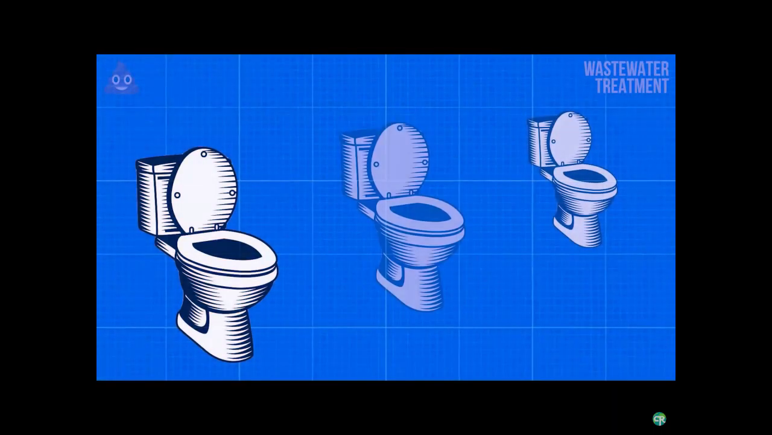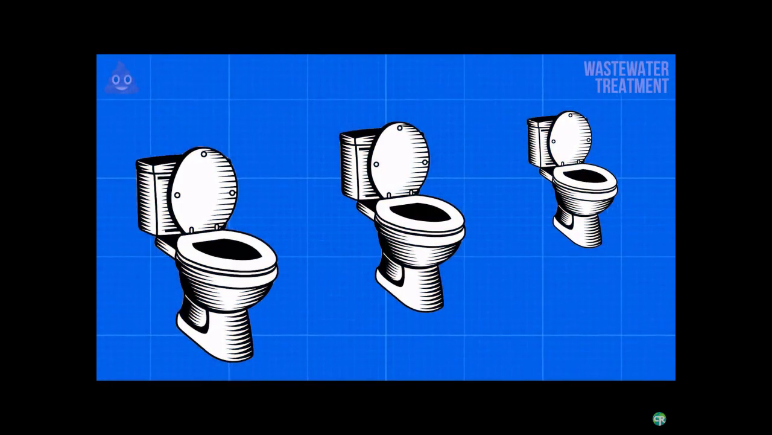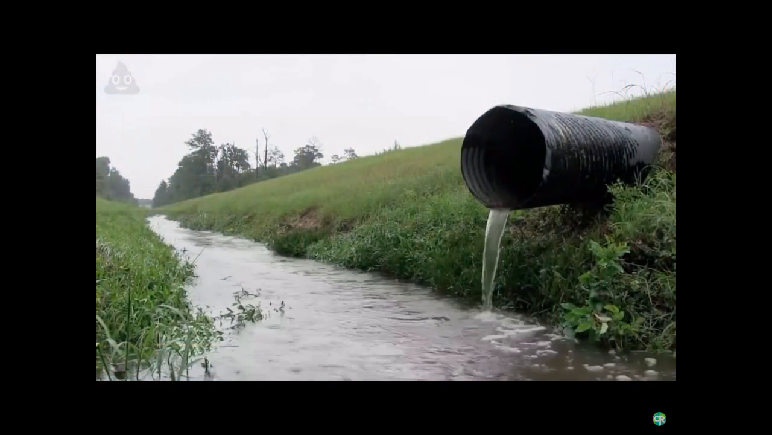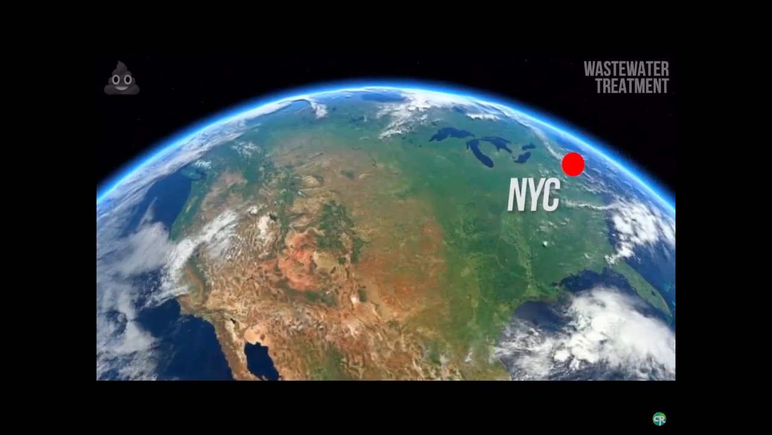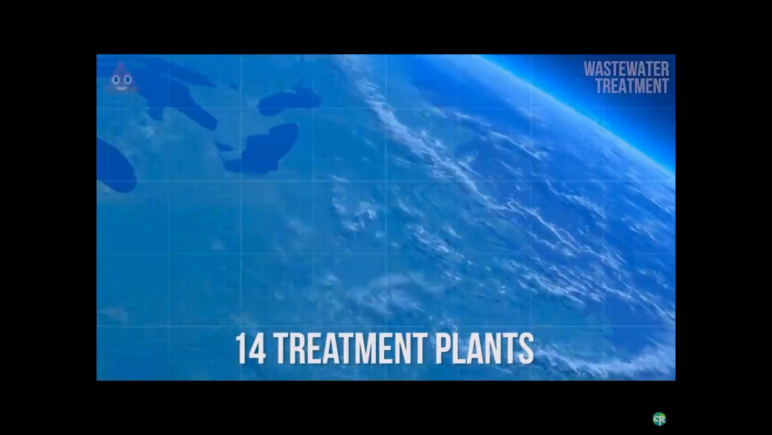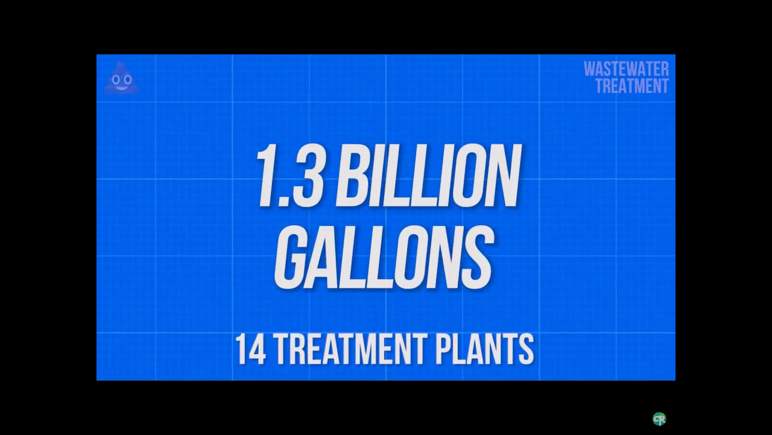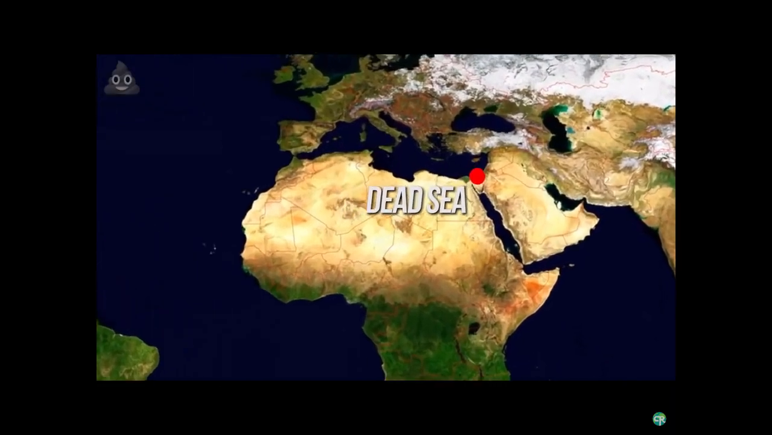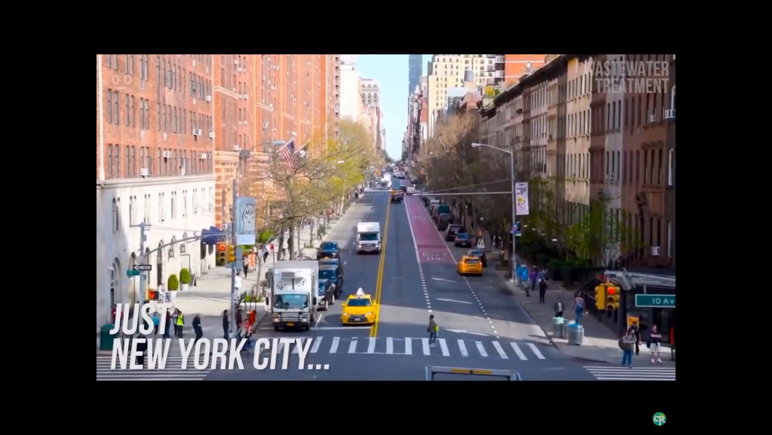Flushing just your toilet at halftime may not seem like a big deal, but when you couple it with thousands, if not millions, of others doing the same, it can result in some pretty high sewage flow rates. New York City has an array of 14 wastewater treatment plants that handle a combined 1.3 billion gallons of wastewater daily. That's enough wastewater to fill the Dead Sea with pure sewage in just 8 years. And that's just New York City.